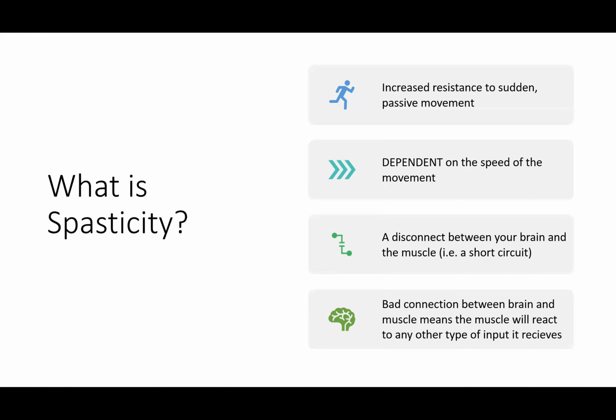An easy way that I like to describe spasticity to people is to think of it like a disconnect between your brain and the muscle, like a short circuit. A bad connection between the brain and the muscle means that the muscle is going to react to any other type of input that it receives, because it's not being told what to do by the brain.